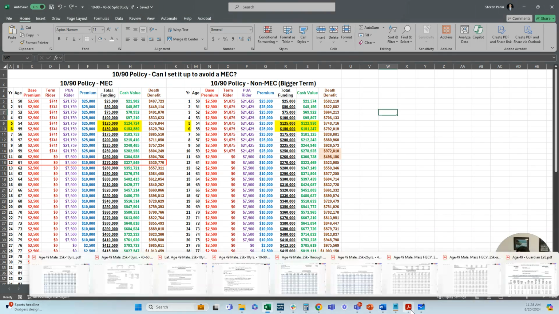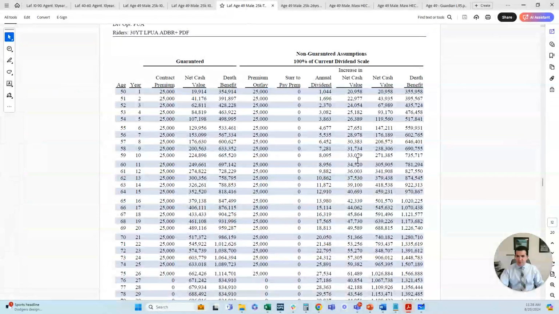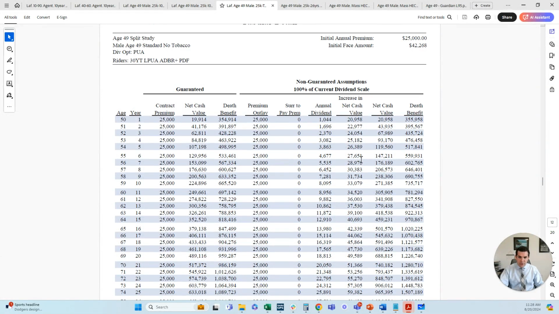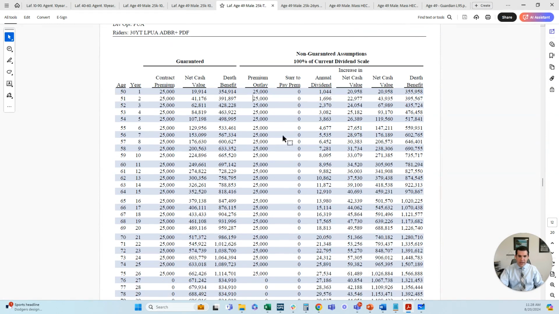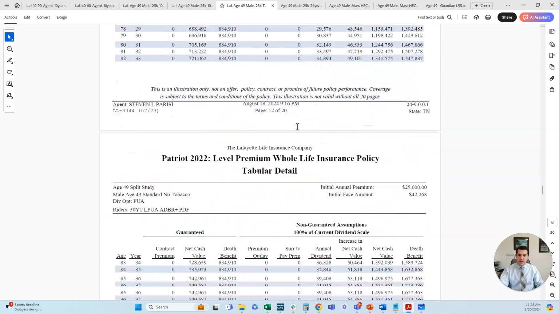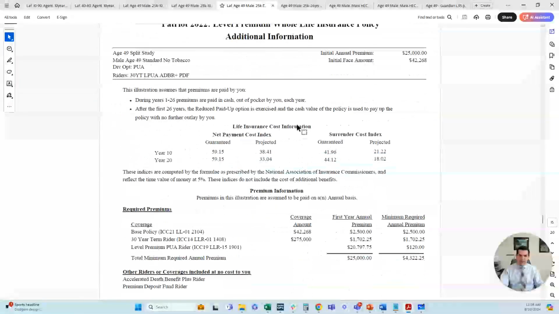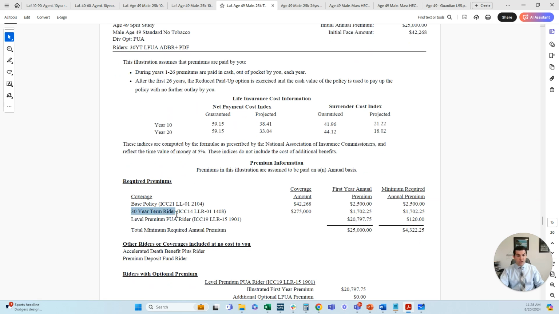All right, let's take a look. First, we'll look at the illustrations. Here we go. So here's our 1090. We've got $25K per year going in. First year cash value, just about $21K. How can we tell it's a 1090? Down here, base policy insurance, base premium, still 10%. 30-year term rider, going for a longer period of time, $1,700.